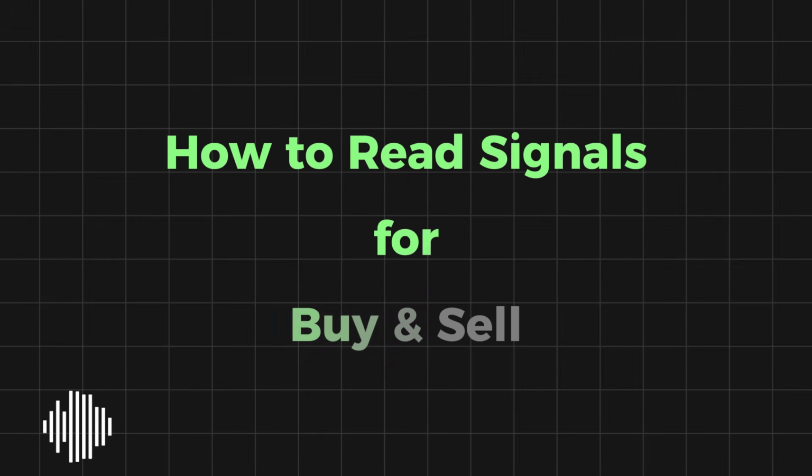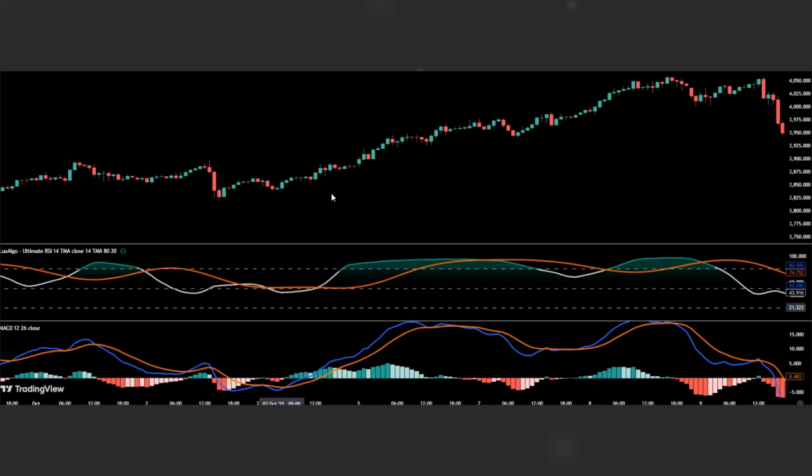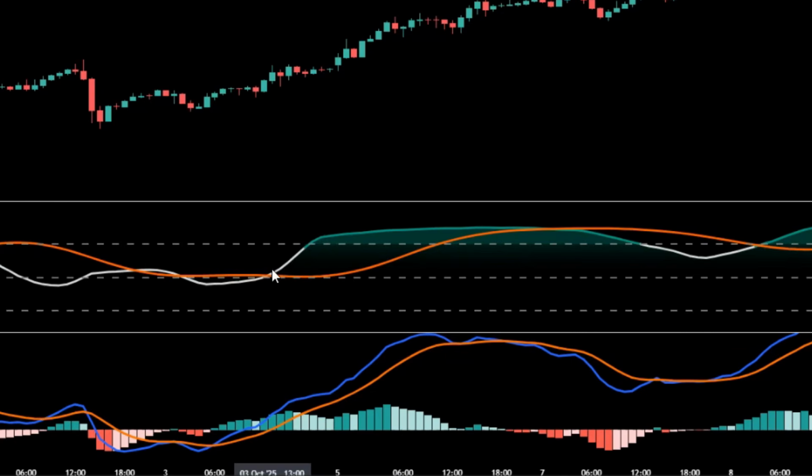How to read signals for buy and sell. Now that our indicators are set up on the chart, we can start looking for trade opportunities. Let's begin with buy signals. First, check the Ultimate RSI. When the white RSI line crosses above the orange signal line and stays above the 50 center line, it shows a bullish trend. But don't enter the trade just yet.